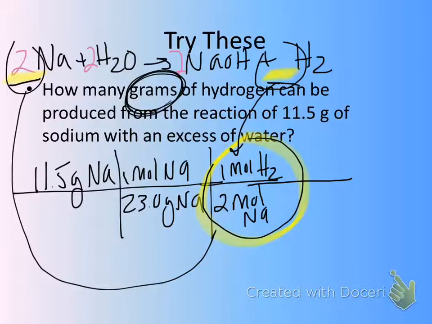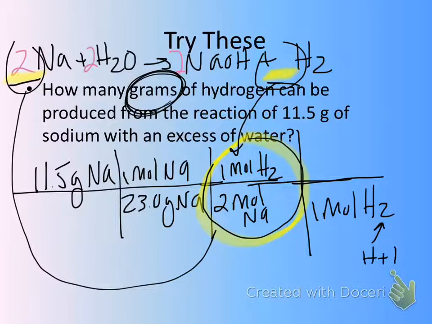So now we need to take it one more step, and we're going to get out of moles of hydrogen into grams. So I know if I have 1 mole of hydrogen off the periodic table, remember this is a diatomic molecule, so this is saying H plus H. So it's going to be 2 grams, not 1. It's going to be 2 grams.